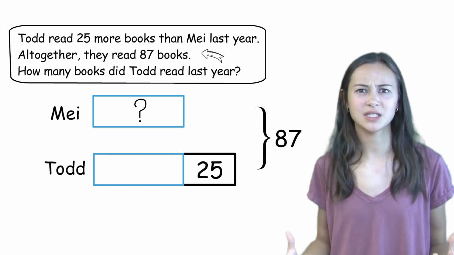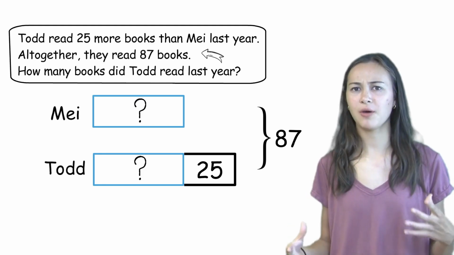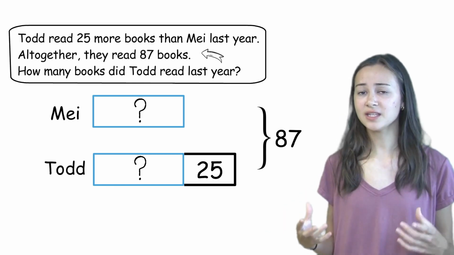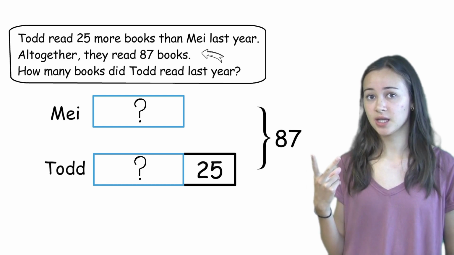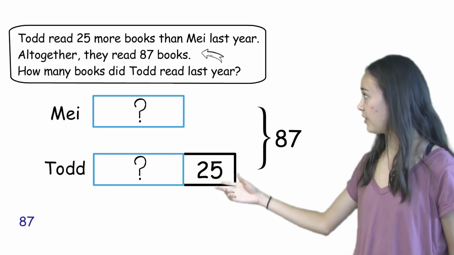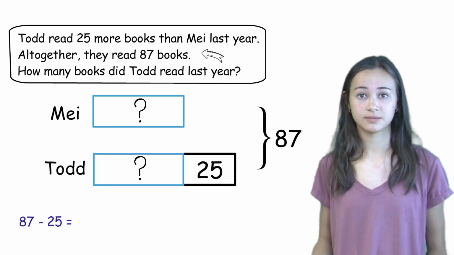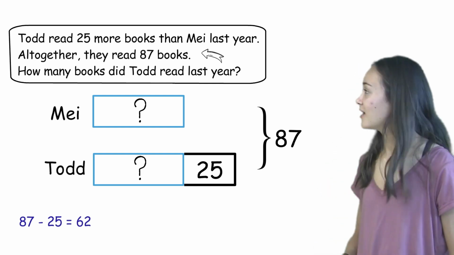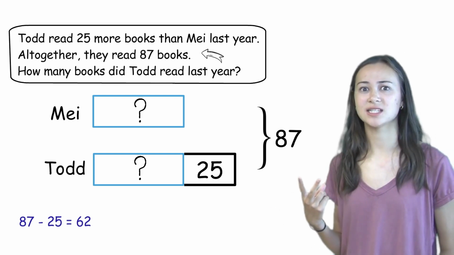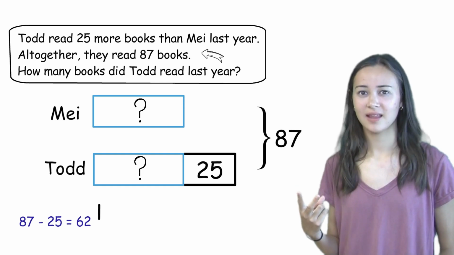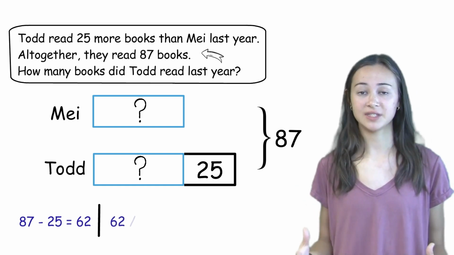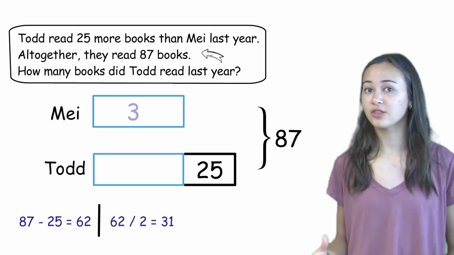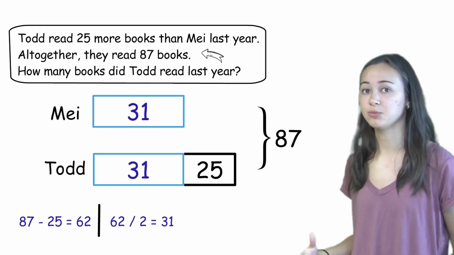Now, what about the empty boxes? How do we know how many books are in each of these boxes? To find the sum of the two empty boxes, we can subtract 25 from 87, which is 62. And since the two empty boxes are the same size, then that means each box is half of 62, which is 31. So we can write 31 in each of the empty boxes.